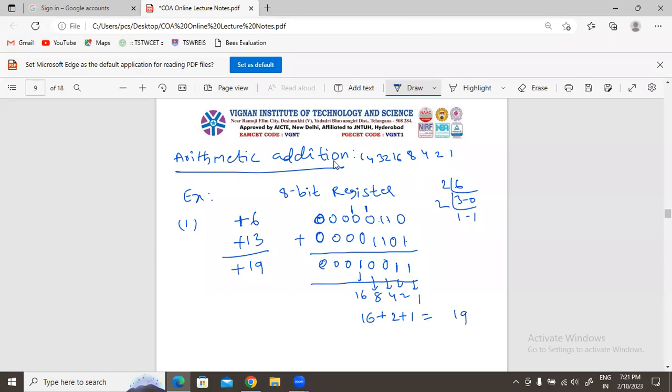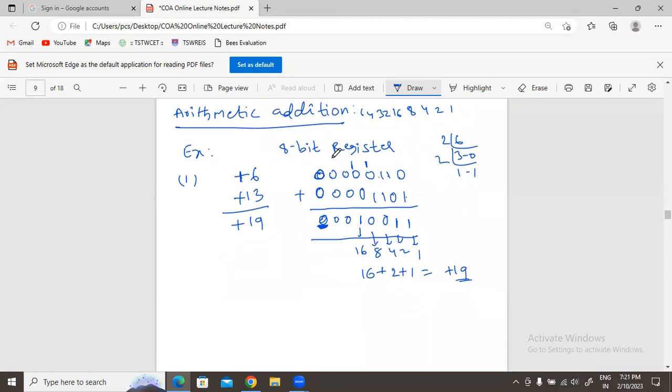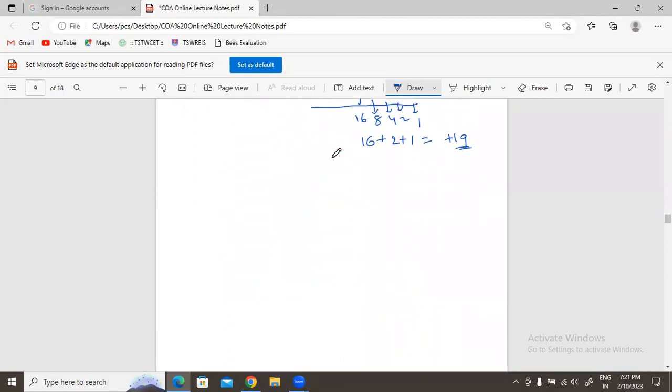19. What is the MSB here? The leftmost bit is 0, which means a positive number. So it is positive 19. This is the arithmetic addition of positive numbers. Now let us check the arithmetic addition of one positive number and one negative number.